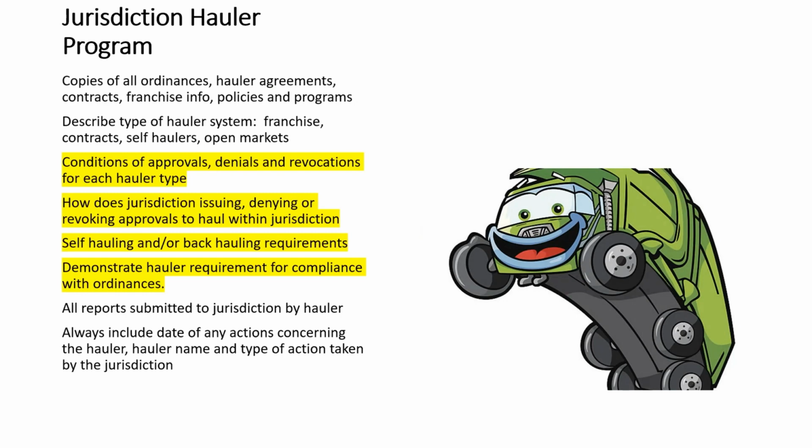So do you know that information? And if you don't, you should start acquiring it so that you can keep that in your record. And then how are you going to demonstrate to CalRecycle that your hauler is in compliance with the ordinances that you've created? So these are really important. This is really important for municipalities, especially if you have an open market. You're going to have to try to figure out how to maintain those documents in a file. Next slide, please.